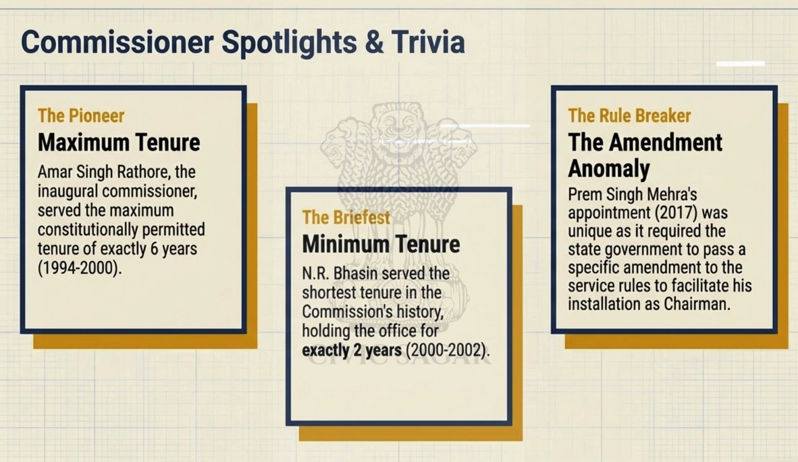Here are 3 notable highlights from the Commission's history. Maximum tenure: Inaugural Commissioner Amar Singh Rathore completed a full 6-year term under the initial operational rules. Minimum tenure: N.R. Bhasin served the shortest tenure, holding office for exactly 2 years. Service amendment anomaly: Prem Singh Mehra's appointment in 2017 required the state government to pass a specific amendment to service rules prior to his installation.